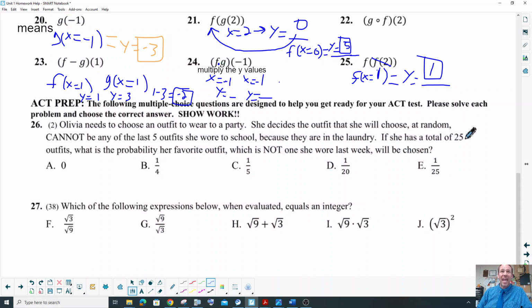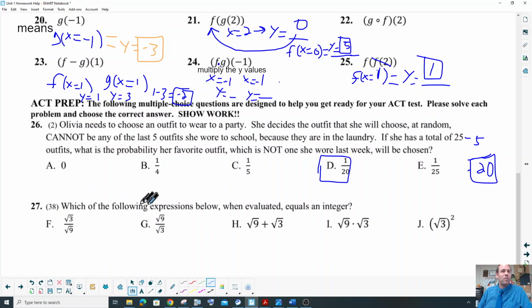Okay, well, how many does she have? She has 25, but we have to minus 5 of them, right? Yeah, so she just has 20 left. And so then, what's her chance of randomly choosing one of those outfits? Well, it's going to be one of them out of 20, which is the right answer. Woo! Yeah, Biv. Okay, so 27.